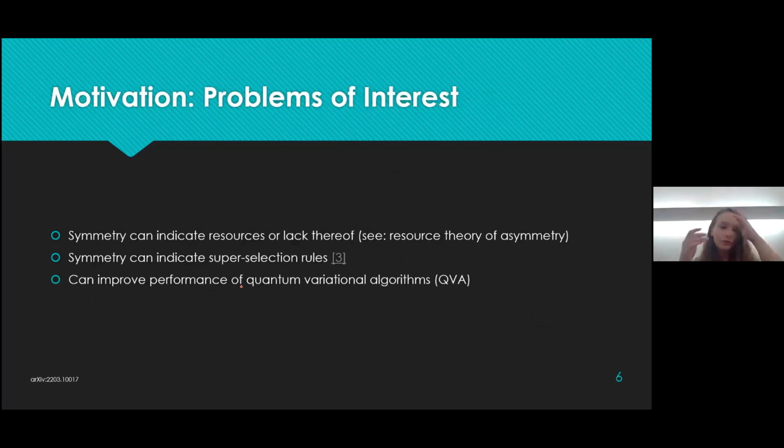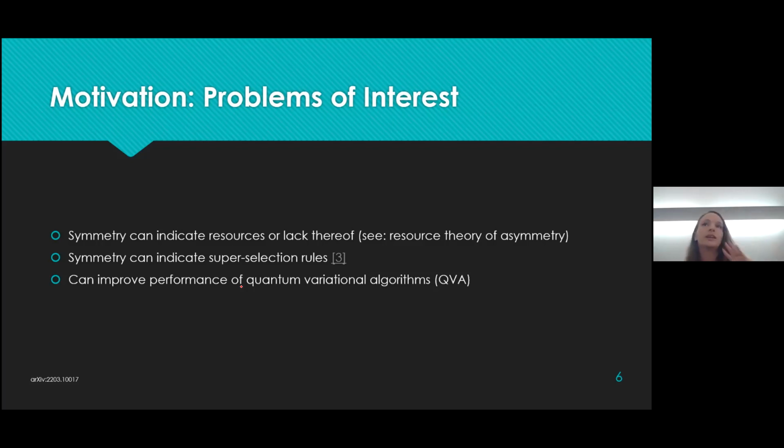All right. So what problems of interest can we address by finding the symmetries of a Hamiltonian? Well, first, in a quantum information theoretic sense, you might be curious about the resource theory of asymmetry, which there's a lot of literature on if you're interested. Basically, symmetry can indicate resources, or rather lack thereof. In the resource theory of asymmetry, typically the symmetric states are not the resource states, the ones that break the symmetry. And Iman Marvian has a lovely work expanding on Noether's theorem in the context of quantum mechanics, where he discusses this.